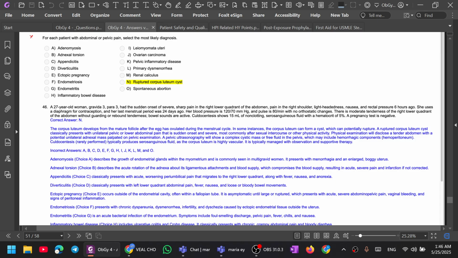Appendicitis pain may radiate to the right iliac region, from the umbilicus to the right iliac fossa.